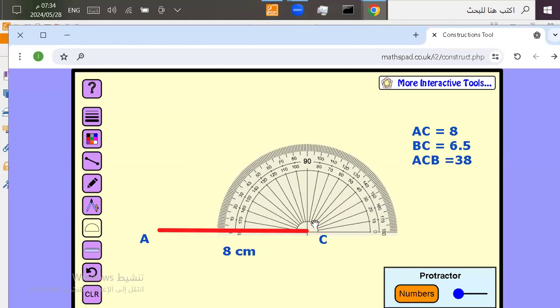So we put the point on the point like this, line on the line. We start with the 0 on the line, this 0. This other 0, we can't use it. So we're going to use this one. We need 38. So the angle is 38. So we come here like this. So this is 0, 10, 20, 30, 38 is over here. So we put a point like this, and then we draw the line.